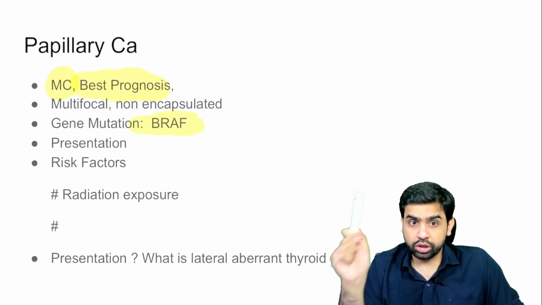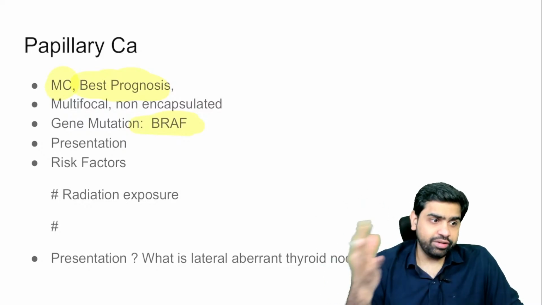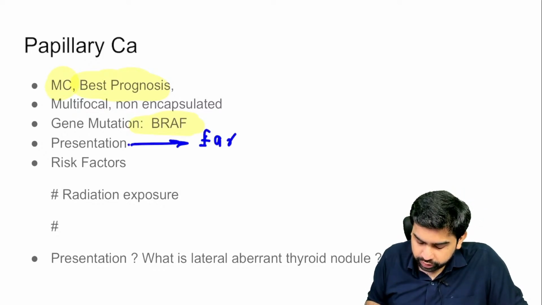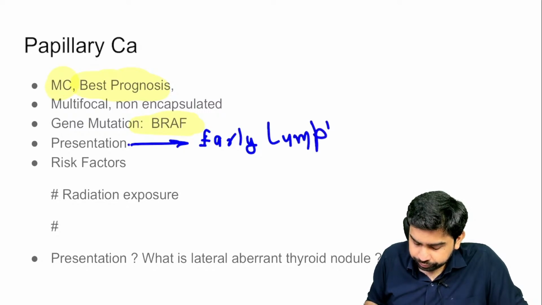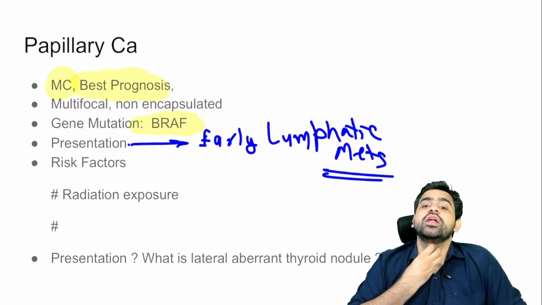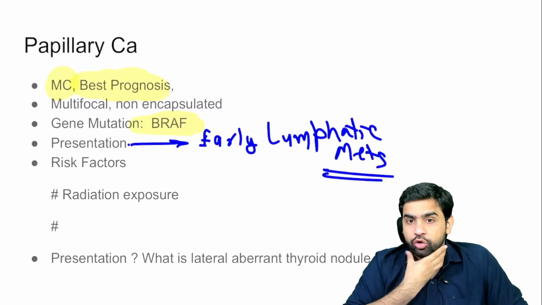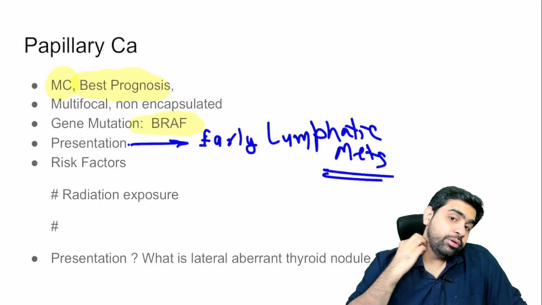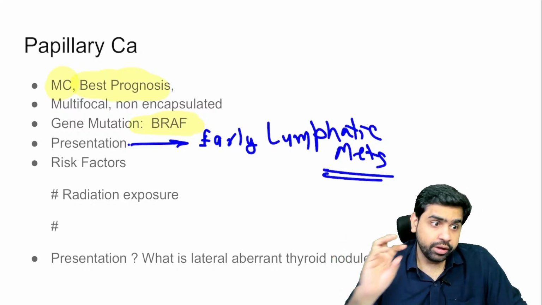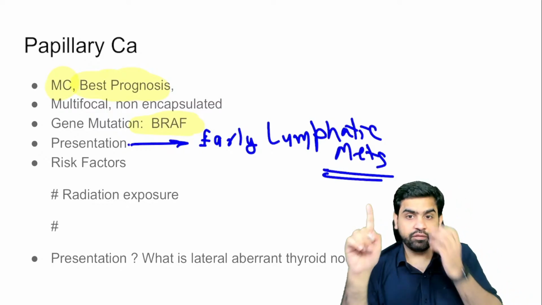BRAF gene mutation is present in papillary carcinoma of thyroid. Presentation is a lateral aberrant thyroid nodule, and it basically has an early lymphatic metastasis. There is a chance that inside the thyroid you can have an occult thyroid nodule. It means that when you palpate the thyroid, you're not able to find any particular nodule, but you are able to find an enlargement on the neck. Are you able to understand this point? Early lymphatic metastasis is a characteristic feature of papillary carcinoma of thyroid.